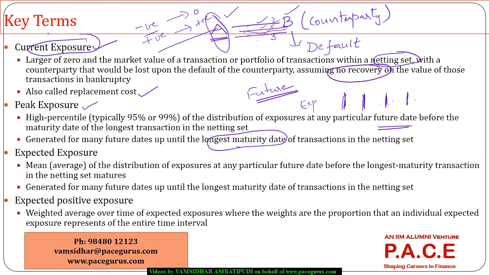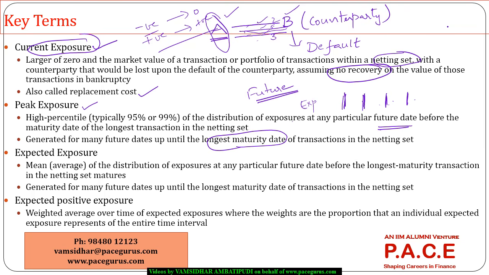There are different ways of putting the same. There is only 1% chance that the exposure on that particular future date will be more than this particular amount that we are determining. The chances of that occurring are only 1% or below. So that is what we are calling the expected peak exposure. So there is hardly a 1% chance that the exposure will be more than that particular amount.